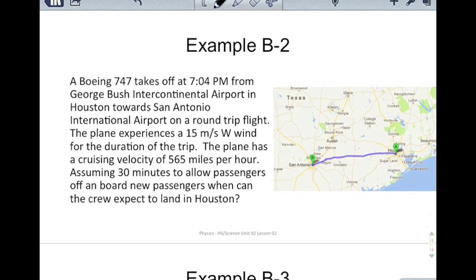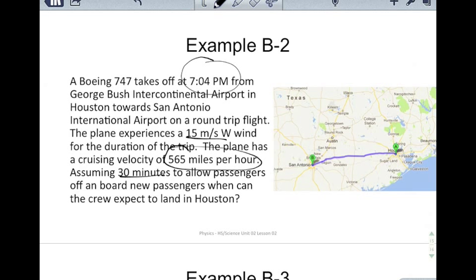In this question, it says a Boeing 747 takes off at 7:04 and it completes a round trip. It says the plane experiences 15 meters per second of headwind for the duration of the trip. It says it has a cruising velocity of 565 and that you allow 30 minutes for passengers to get on. And it says, when can you expect to land in Houston?